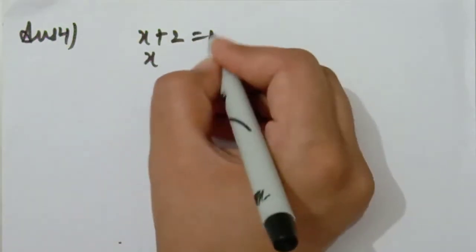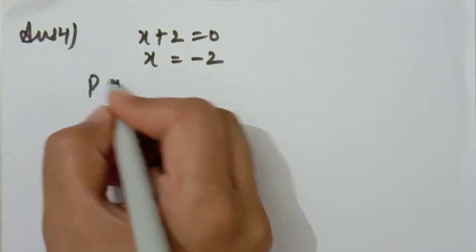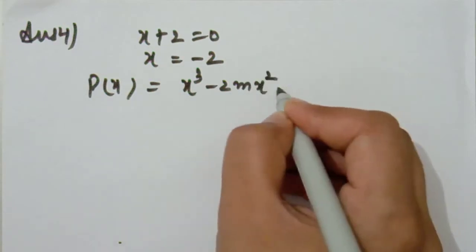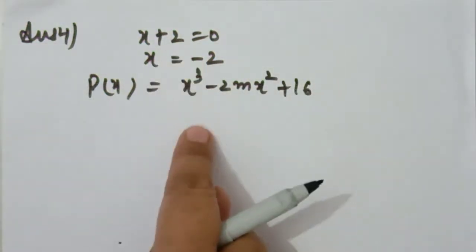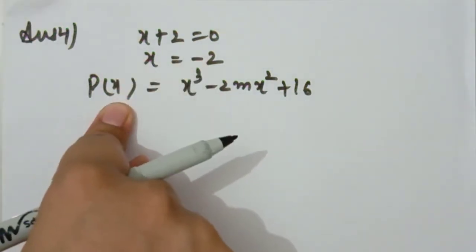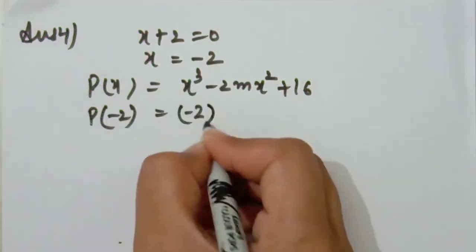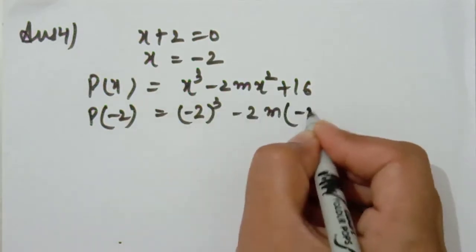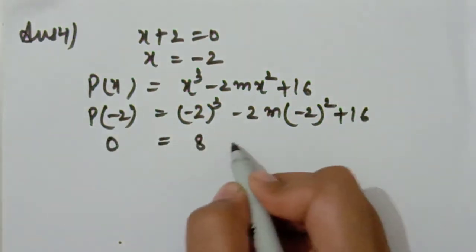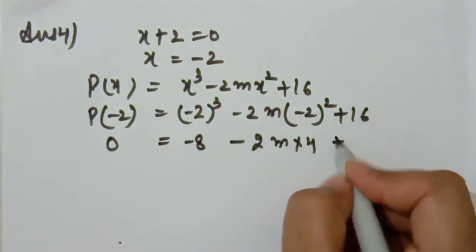X plus 2 is a factor, so definitely we will put it equal to 0 and the value of x is minus 2. And the polynomial is given: x cube minus 2m x square plus 16. If this is a factor of this polynomial, then definitely when we put the variable's value here, it should be equal to 0. Then we will put the value. So definitely it is equal to 0: minus 8 minus 2m multiplied by 4 plus 16.